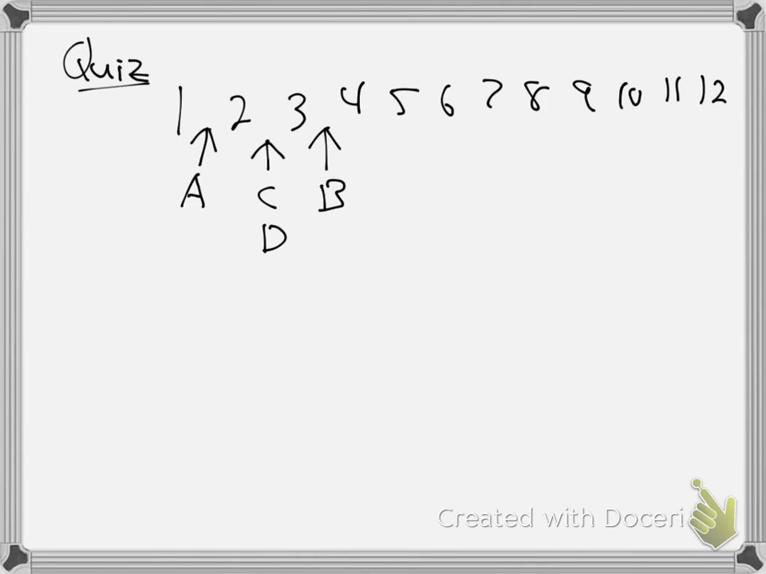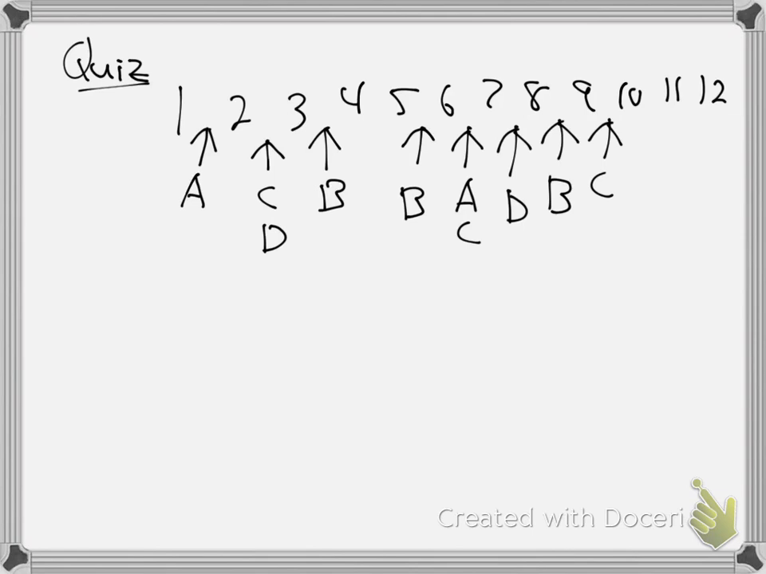B is there. B is between 5 and 6. 6 and 7 is A and C. D is between 7 and 8. B is between 8 and 9. C is between 9 and 10. A is between 10 and 11. And D is between 11 and 12. All right, there we go. So there's what they had on the quiz question.